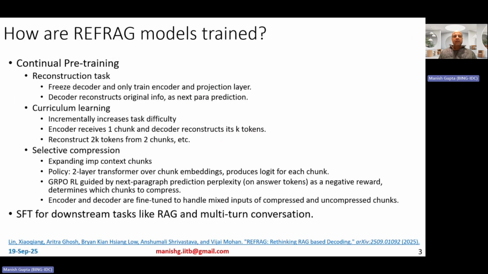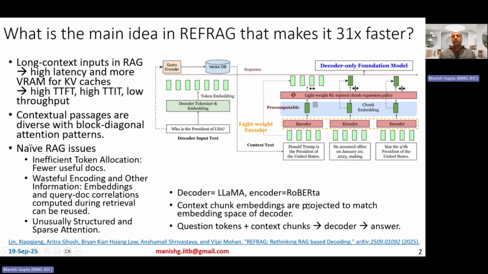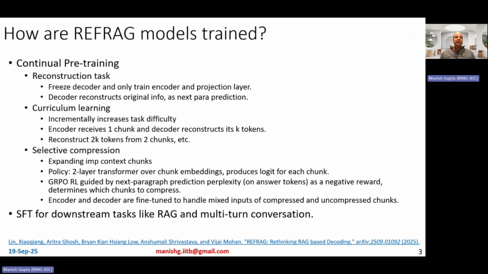Okay. Now, how do they train their REFRAG model? So it does need training, right? It does need training because there is this projection layer. If you have a chunk embedding, you need to project it into the embedding space of the decoder. Also, it needs training to decide which chunks should be embedded using just one token versus which chunks should be represented using their individual tokens themselves. So they do pre-training, and then they do supervised fine-tuning for specific downstream tasks.